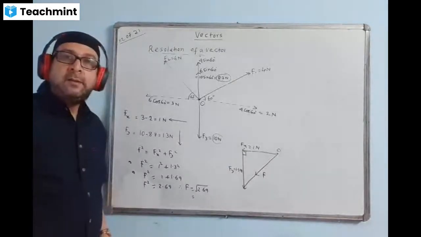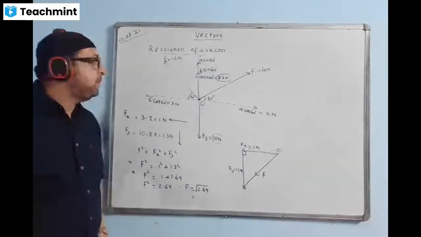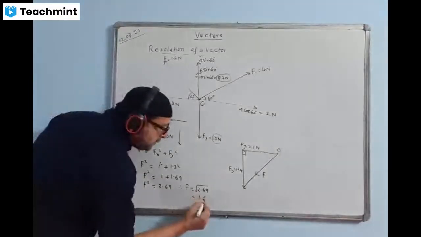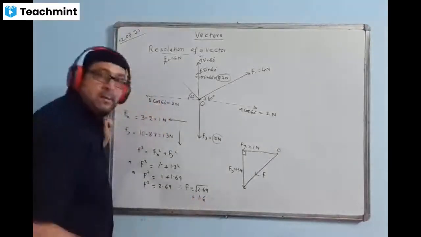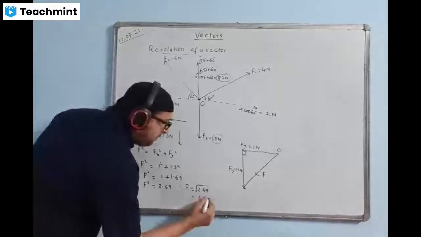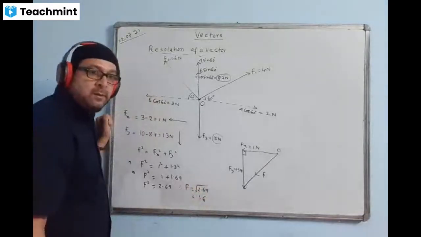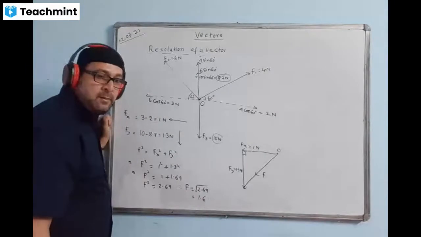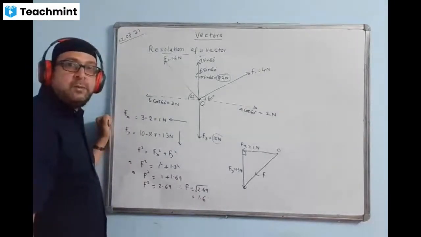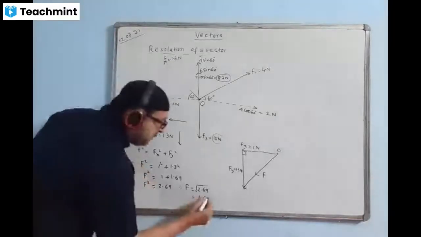What is the answer? 1.64. Yes, sir, 1.64. After rounding off the next number, what is the answer? 1.6, how much? You must be having a calculator. You should have 1.64. Okay, 1.64 Newton.